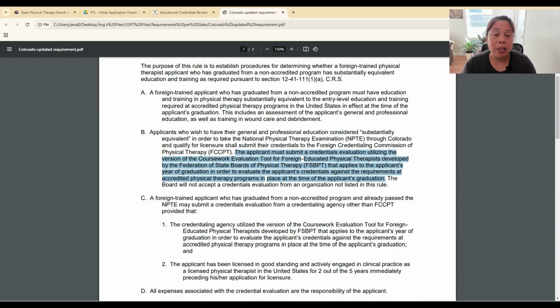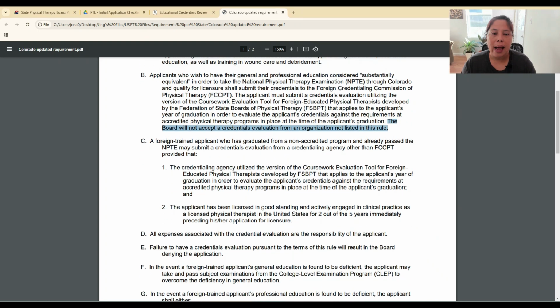And they will use that coursework tool, like a cheat sheet of all the subjects and trainings required by the year when you graduated, and see if you have any deficiencies compared to the U.S. standard, okay? The board will not accept any credentials evaluation from an organization not listed in this rule, so only from FCCPT.